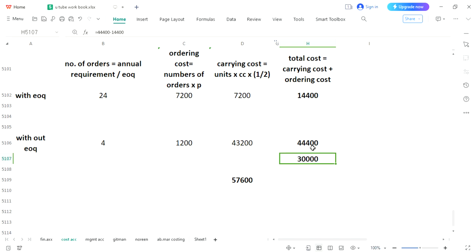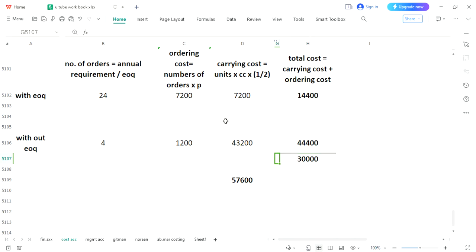What it is showing is, if you follow economic order quantity, the total cost you will be bearing would be 14,400, and without economic order quantity you will have to bear 44,400. When we are making the comparison, it means 30,000 amount would be paid more than that of economic order quantity. So here is our proof as well, and we have calculated total saving.